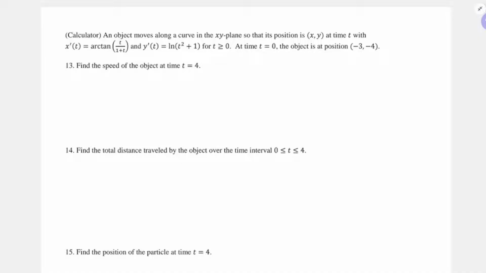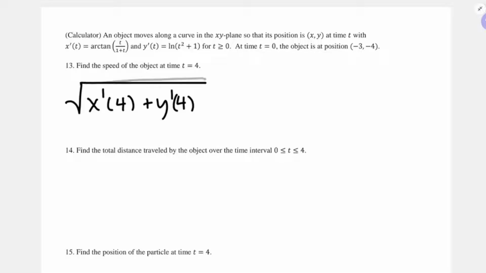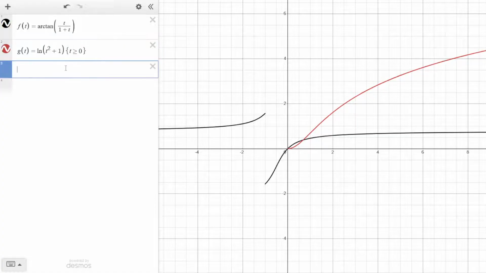Okay, speed and then total distance. We're going to want to define h of t equals the speed in the calculator, not on paper, right? We're going to actually write the things in terms of the way they gave it to us. Speed will equal the square root of x prime of 4 squared plus y prime of 4 squared. We don't have to write in arctangent of 4/5 and log of 17 if we don't want to. But I suppose we could write it like that and leave it unsimplified, but we're going to be using the calculator for all sorts of stuff here, and we're going to integrate the speed to get total distance, so we might as well just define the speed right here.